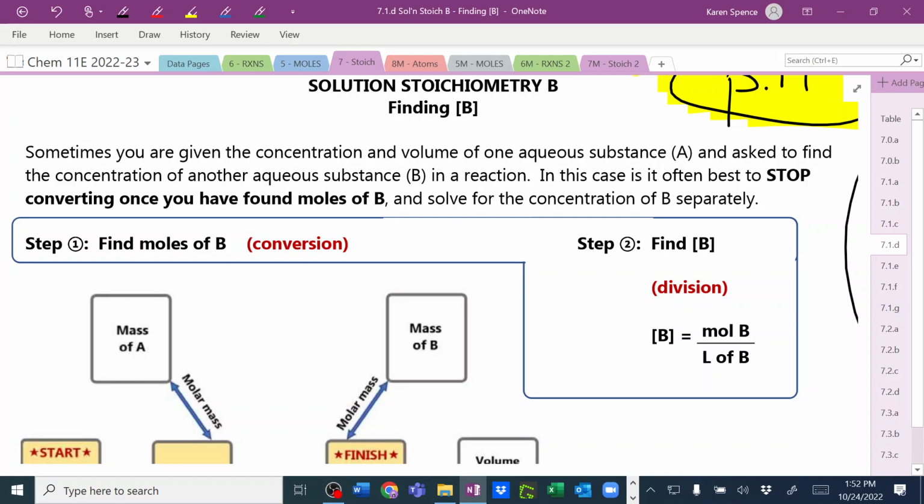So, as always, you know some stuff about substance A. What are you going to find? You know probably the volume and the molarity of substance A.